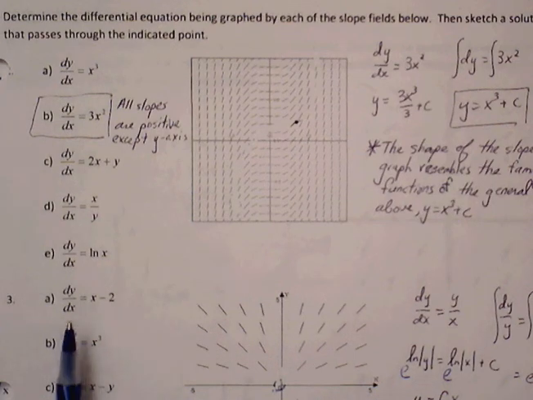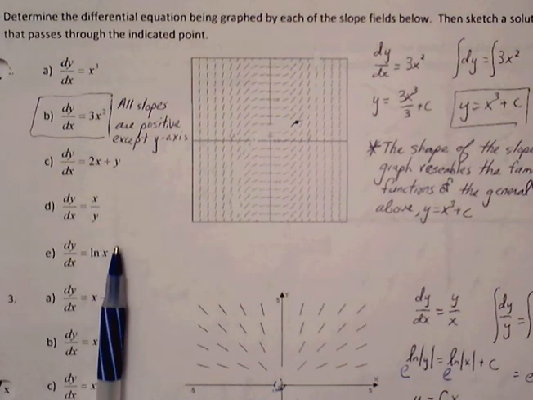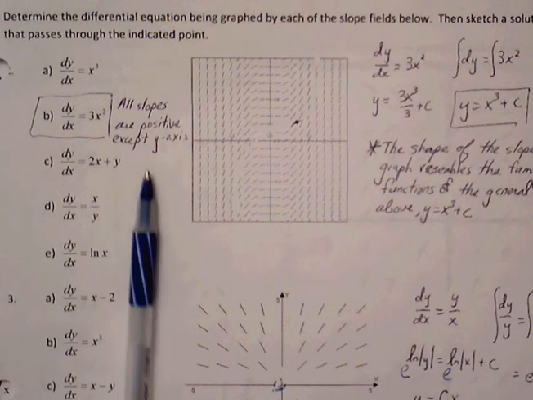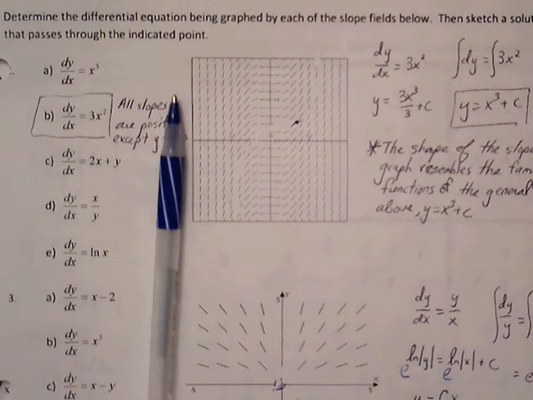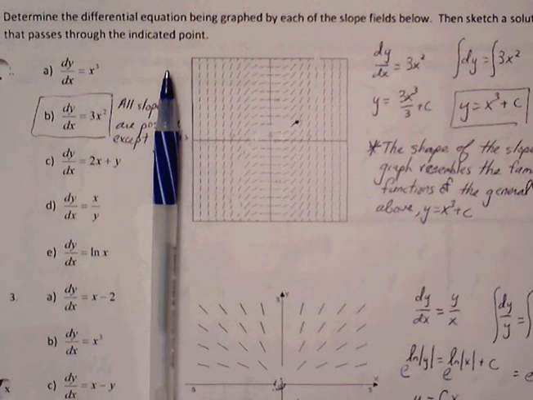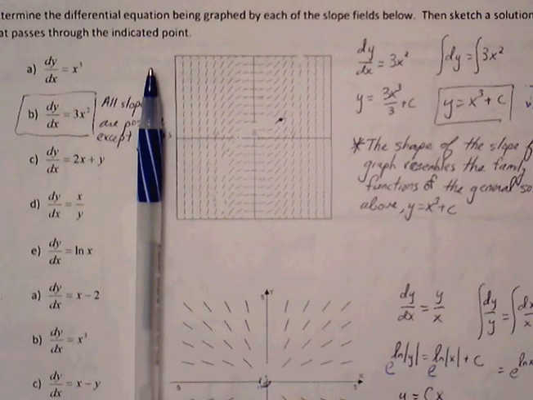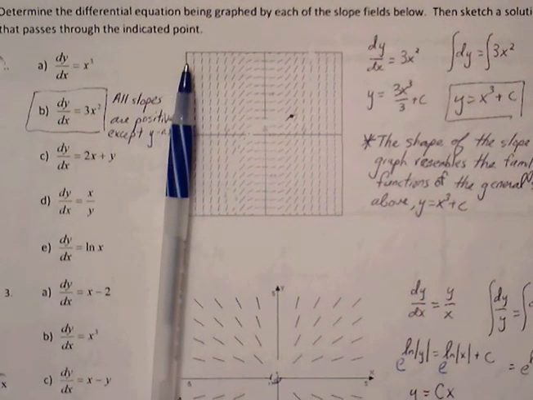Let's continue with notes from slope fields. This is the second page here, the back page. Determine the differential equation being graphed by each of the slope fields below. Then sketch a solution that passes through the indicated point.